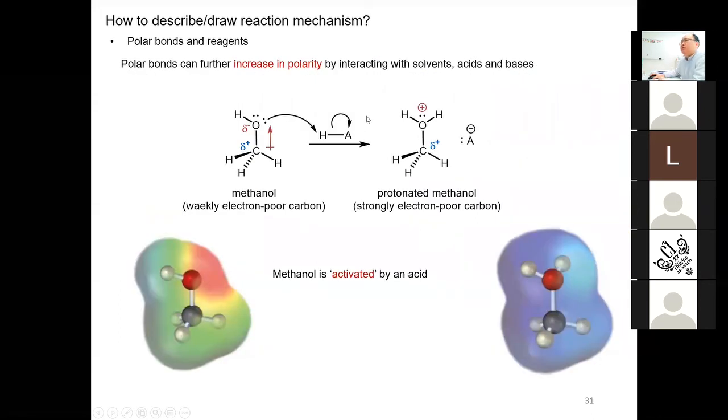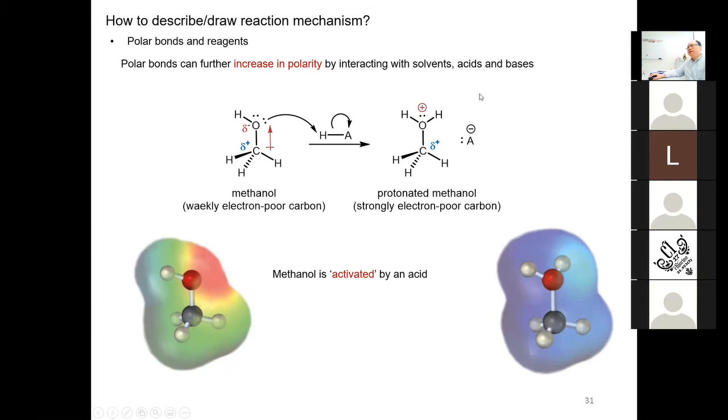So polar bonds can also further increase in polarity by interacting with solvents. Okay, for example, what's this molecule? Methanol, right? And methanol can actually react with an acid. So it happens this way. The oxygen of the methanol has a lone pair, right? It has electrons, and it can react with an acid to accept a proton. So it gives out electrons, accepts a proton, and becomes this protonated methanol.